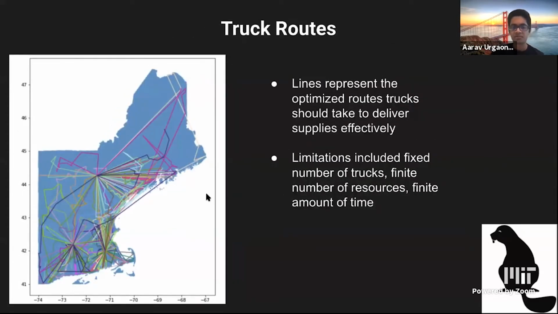In this map, all the lines represent the optimized routes trucks should take to deliver disaster aid supplies effectively. These trucks are essential to help out with the aid, so the optimization of their paths was an essential problem to solve. However, there were many limitations in trying to determine these optimized routes. Some of these limitations included a fixed number of trucks, finite number of transportable resources, and a limited amount of time.